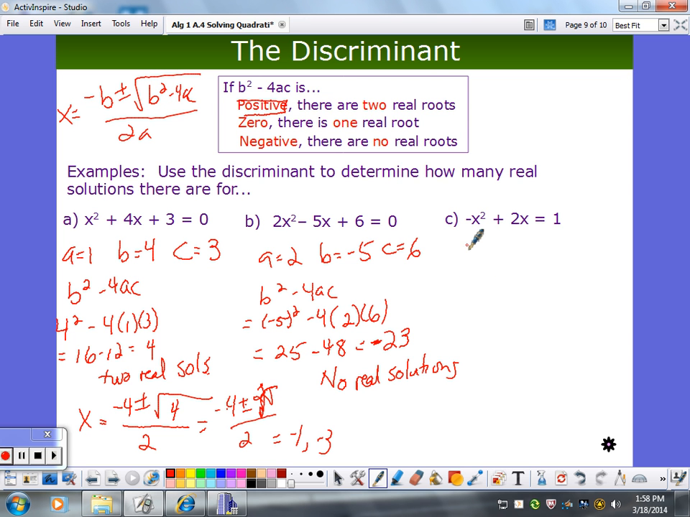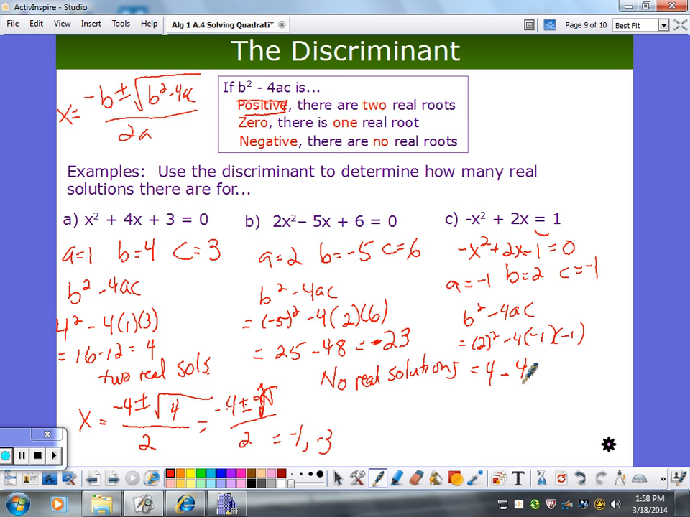But what's going on with this one? You always want to move it over so that it looks like ax squared plus bx plus c. And now we say a is negative 1, b is 2, and c is negative 1. We look at the discriminant. It's going to be 2 squared minus 4 times negative 1 times negative 1. That's 4. Negative 4 times negative 1 is positive 4, times negative 1 is negative 4. 4 minus 4 is 0. How many solutions? One real solution.